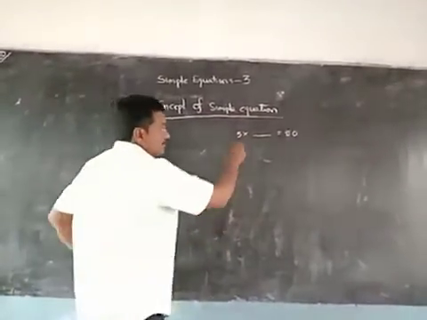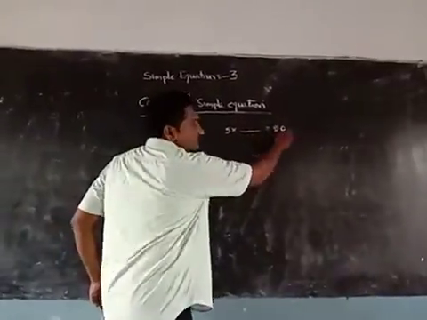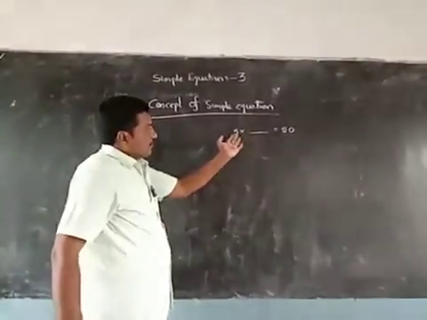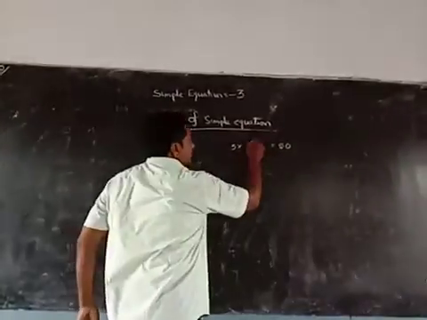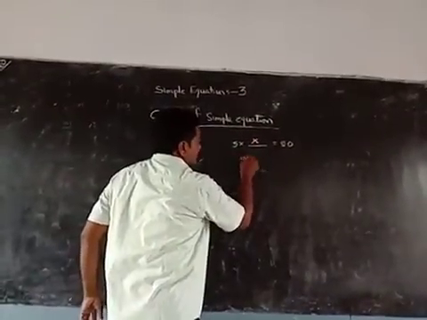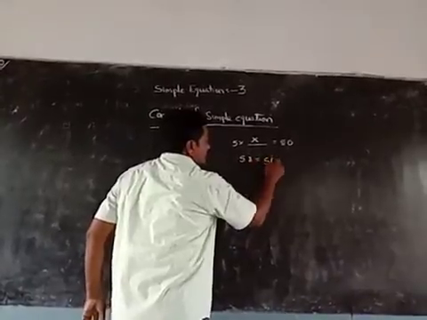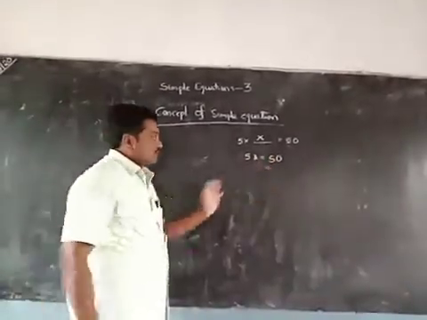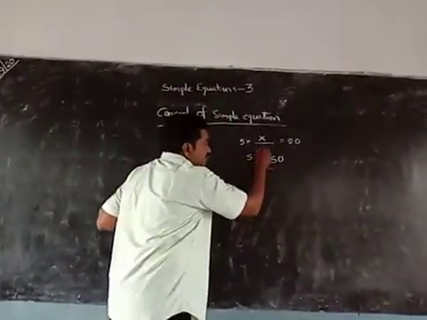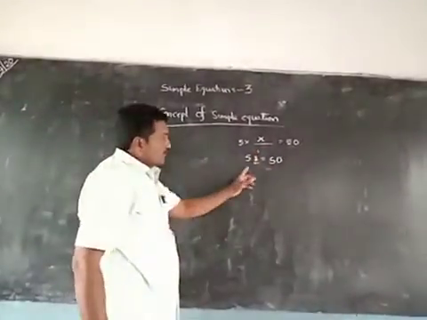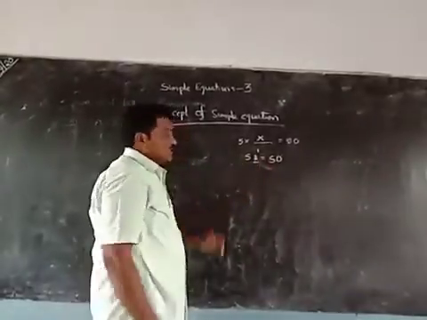So now, 5 into dash equal to 50. 5 multiplied by which number? The answer is 50. Now it is x. So 5x equal to 50. Clearly we are observing this is an equation, a simple equation. Why? Because the power is 1. So 5x equal to 50. What is the x value?